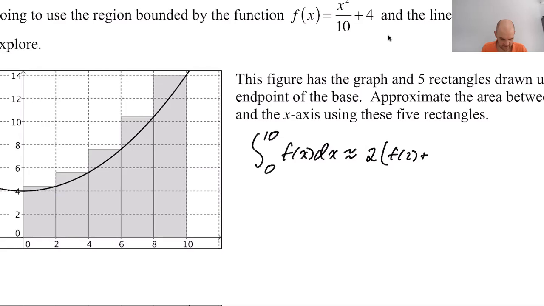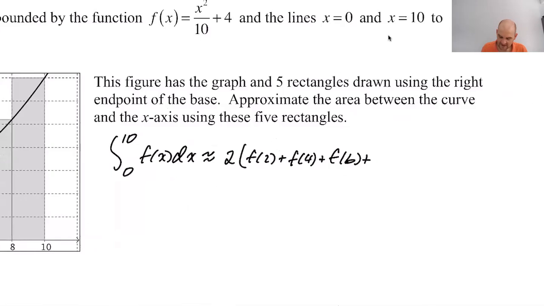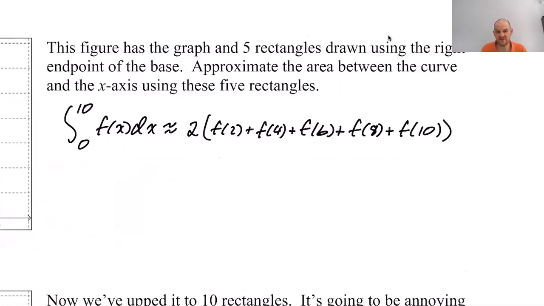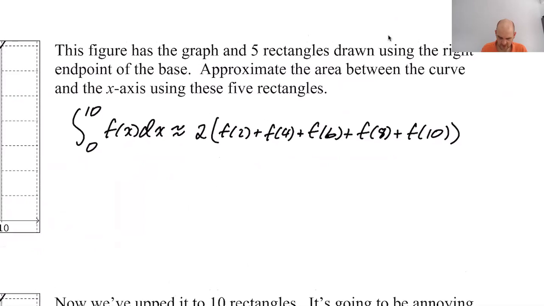And then for the next one, the base is from 2 to 4. The right endpoint is at 4, so I'm going to say f of 4. And I'm going to carry on with f of 6. Even this is an annoying amount of writing that maybe you don't want to do. It's not too much writing, but you could write a summation for this. So what summation would you write?